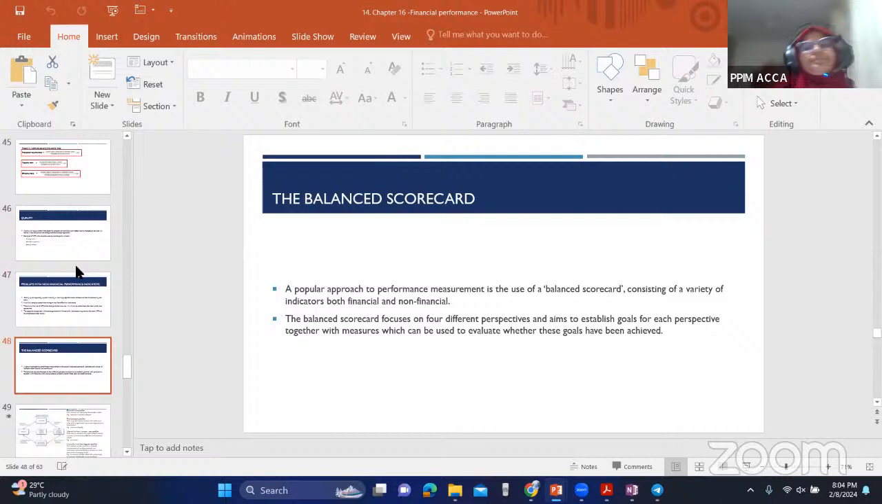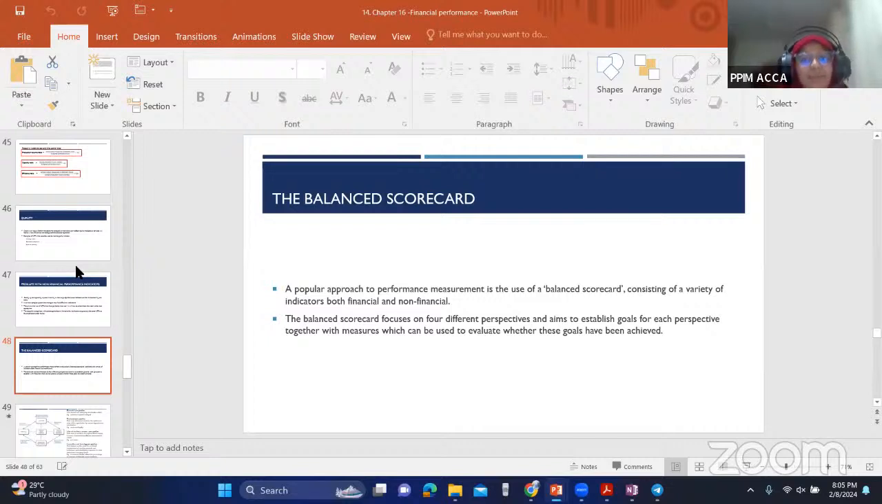Okay. So what is this balanced scorecard? Now, traditionally, back in the day, companies only focused on financial figures. They were only concerned about the profit, the cost, the selling price, those kinds of things. They were never concerned about things that were outside of numbers.